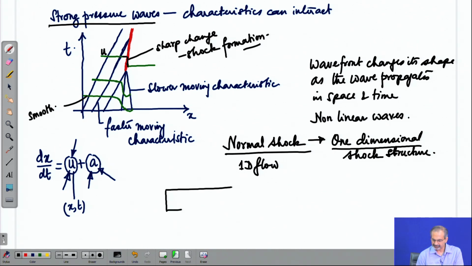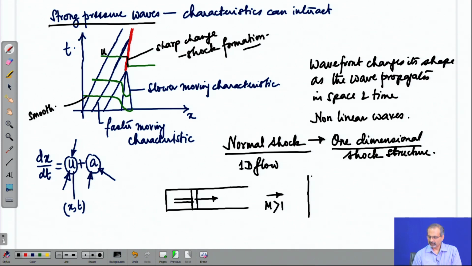let us imagine a cylinder with a piston and air ahead of the piston, and then you are moving the piston very rapidly towards the right. If the compression is really very huge ahead of the piston, that can lead to shock formation. If you have a supersonic flow approaching a flat surface, there could be a shock formation ahead of the flat surface.